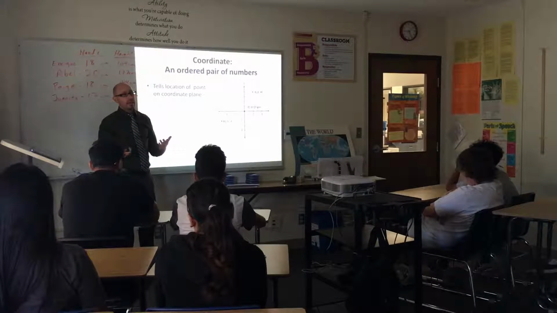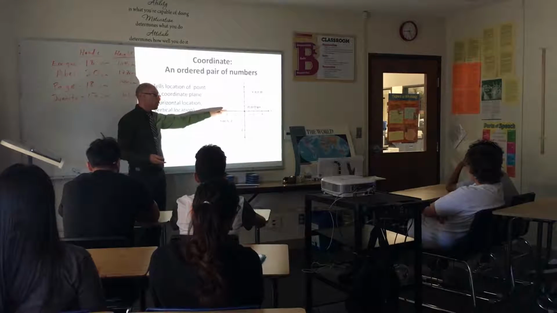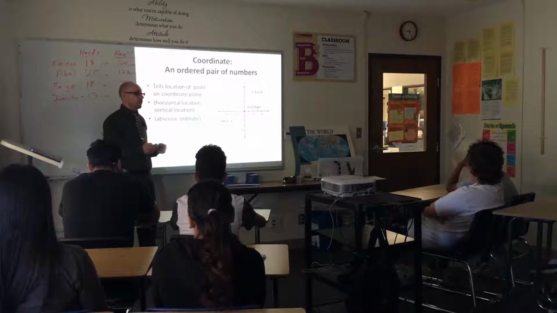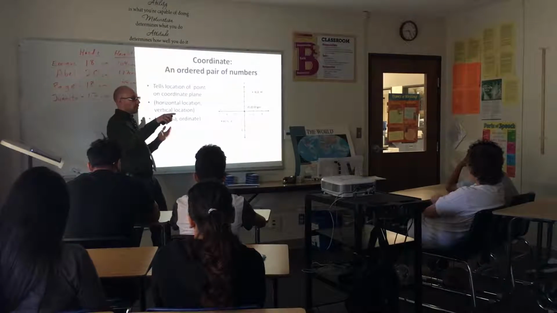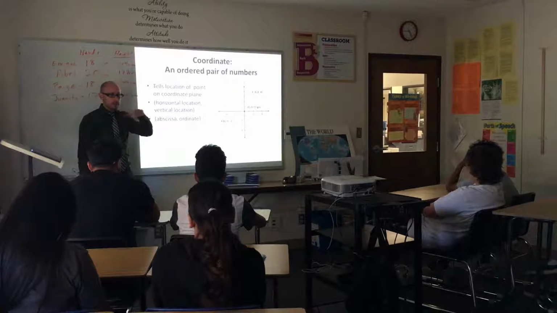We call them ordered pairs. It's the location of that point. You go with the horizontal location first, and then the vertical location. Some really specific vocabulary: it's called an abscissa when we go horizontal. Let me see, which way does the abscissa go?